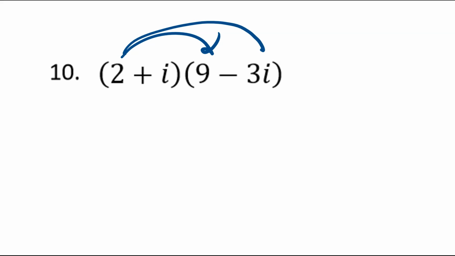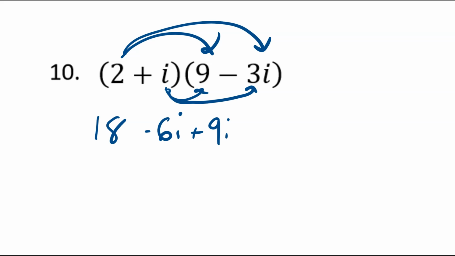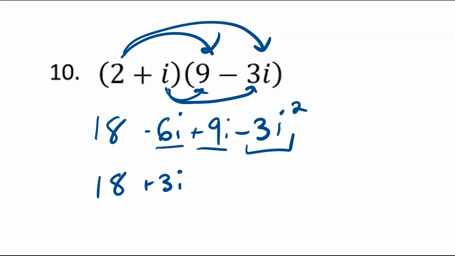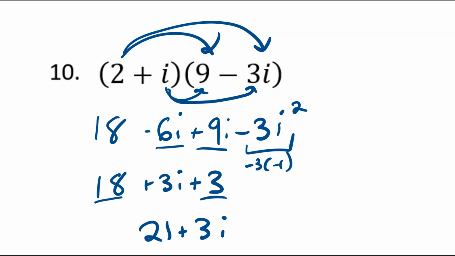This is one of those double distribution problems. 2 times 9 is 18. 2 times minus 3i is minus 6i. i times 9 is just 9i. And i times minus 3i, remember that's going to be minus 3, but i times i is i squared. The reason I bring this up, if I combine those like terms in the middle there, is because i squared turns into negative 1, so this really is a negative 3 times a negative 1, which should be a positive 3. And when I combine that with my 18, I end up with 21 plus 3i.